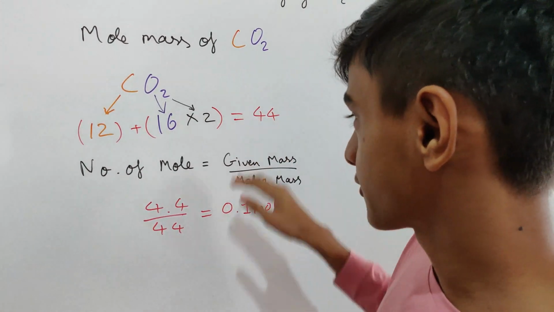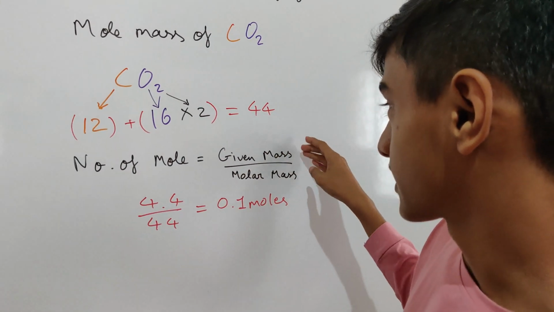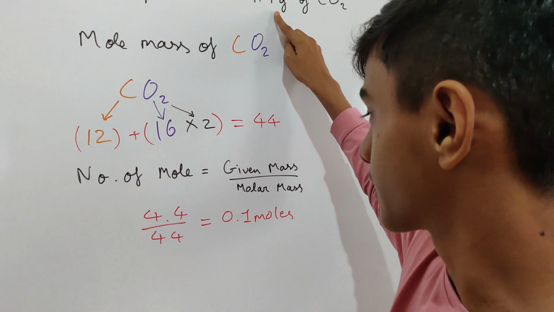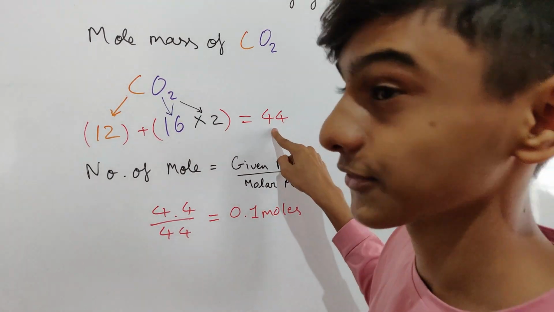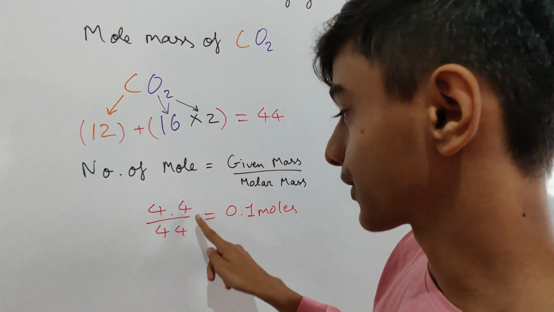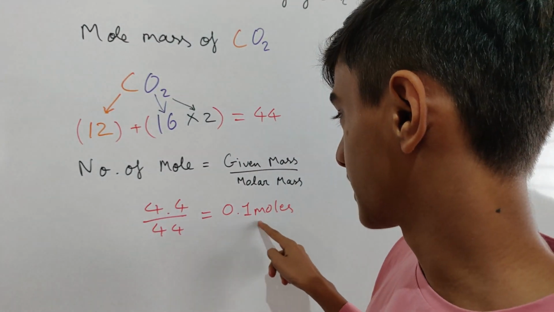So to find the number of moles, this is the formula: given mass, which is 4.4, over the molecular mass, which we got as 44. So 4.4 over 44 equals 0.1 moles.